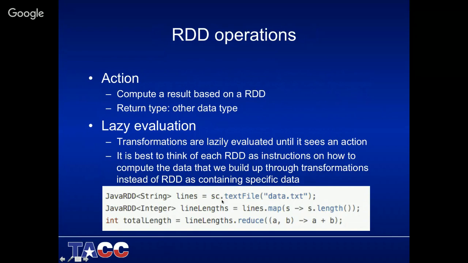So these are examples. When you create a Spark context and use textFile to load data.txt, you actually create a pointer to this data rather than loading the data into memory. Then you use the map function to calculate the line length, and the map function is also lazily evaluated. It's just not doing the computation yet. So at the end, when you use the reduce function, this one will be an action, and it will return the total length of all lines within the text file.